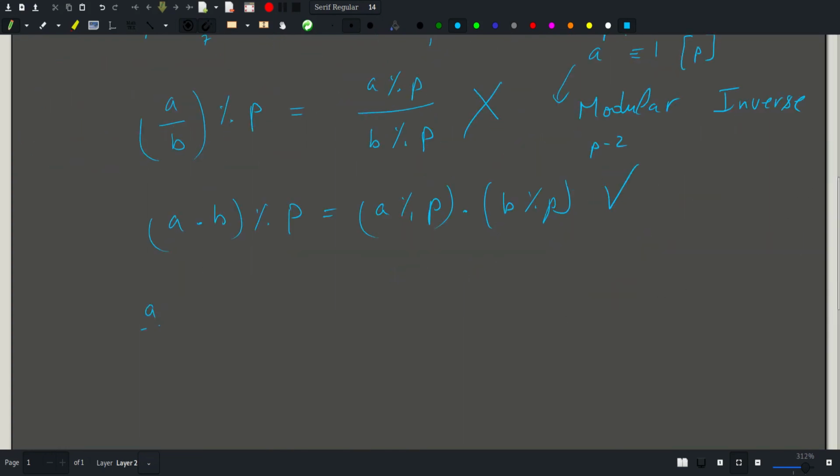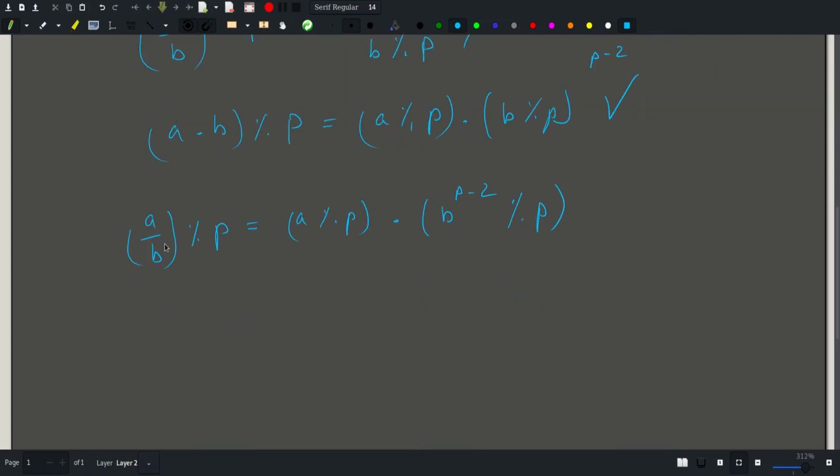So my claim here is that a over b modulo p is actually equal to a mod p times b raised to the p minus second power mod p. And in order to prove that, I will just multiply the top and bottom by b raised to the p minus second power. So a over b mod p is equal to a times b raised to the p minus second power over b times b raised to the p minus second power. So this will be equal to a times b raised to the p minus second power over b raised to the p minus first power.